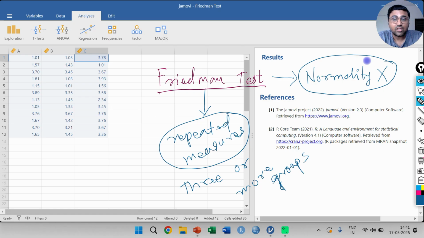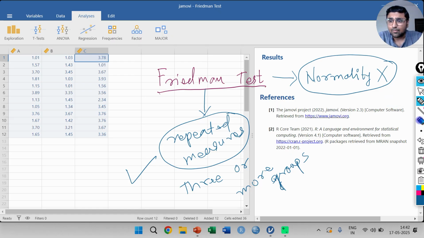So when we have three or more groups, these groups are repeated measures. They are related with each other. In that case, we can use Friedman test. So basically, Friedman test is a non-parametric alternative to repeated measures ANOVA and an extension of Wilcoxon sign rank test, because when we have two repeated measures or two related groups, we use Wilcoxon sign rank test. So that is the idea of Friedman test.